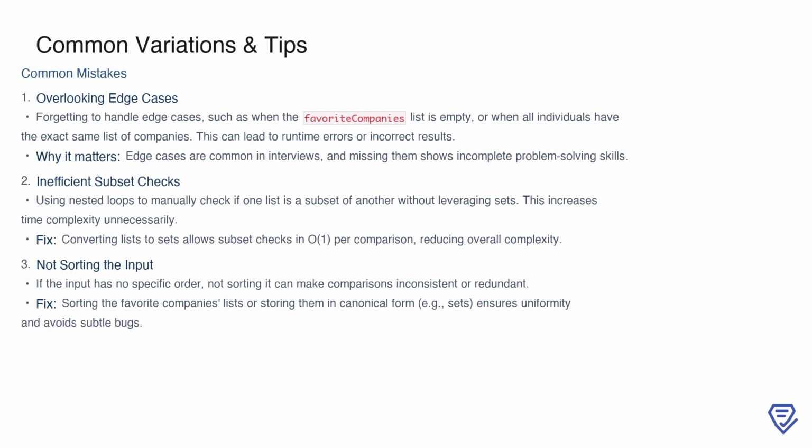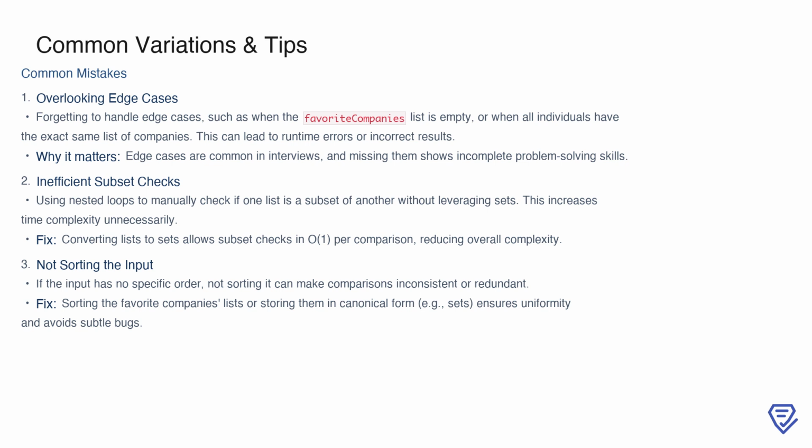These scenarios might not be immediately obvious but can lead to runtime errors or incorrect results if not handled properly. It's important because addressing edge cases demonstrates thorough problem-solving skills, something interviewers value highly. Another mistake is using inefficient subset checks. Manually comparing lists with nested loops can significantly increase the time complexity. Instead, converting lists into sets enables quick subset checks in constant time for each comparison, making your solution much faster.